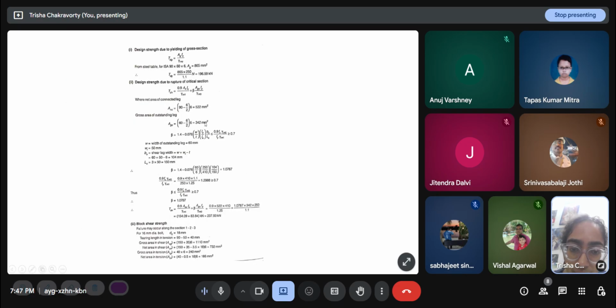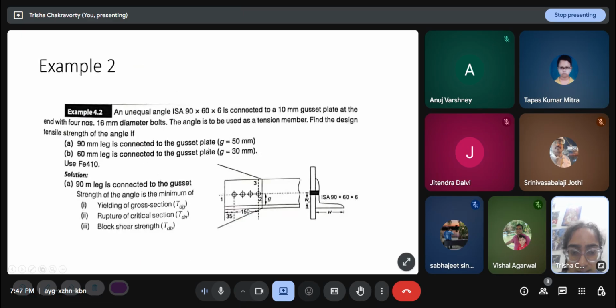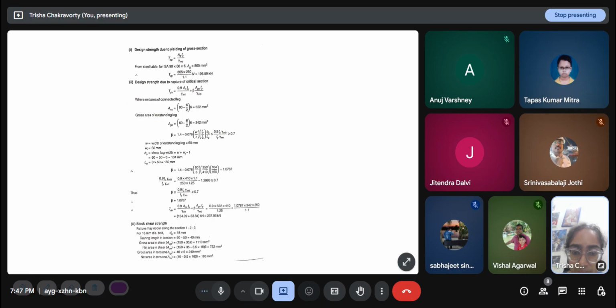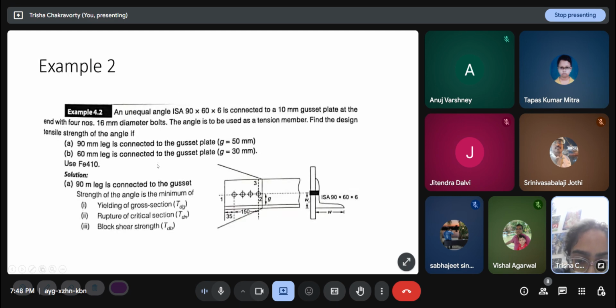And beta is one, this formula. So the width of the outstanding leg W is 60. The Wt is 50 here, because that is the gauge. The gauge is this g, right? So that is 50 for the first case. We are considering case A. The shear leg width is W plus Wt minus T, so 60 plus 50 minus 6. 6 is the thickness of the angle. And Lc is 3 into 50.